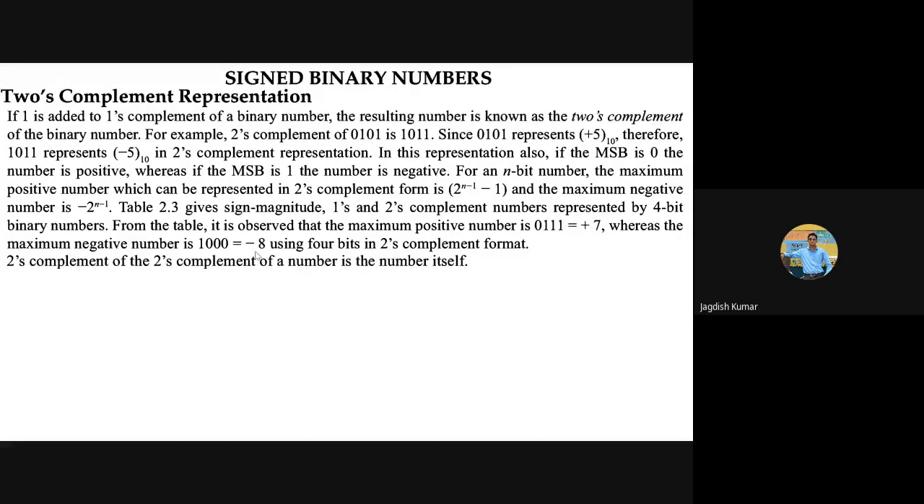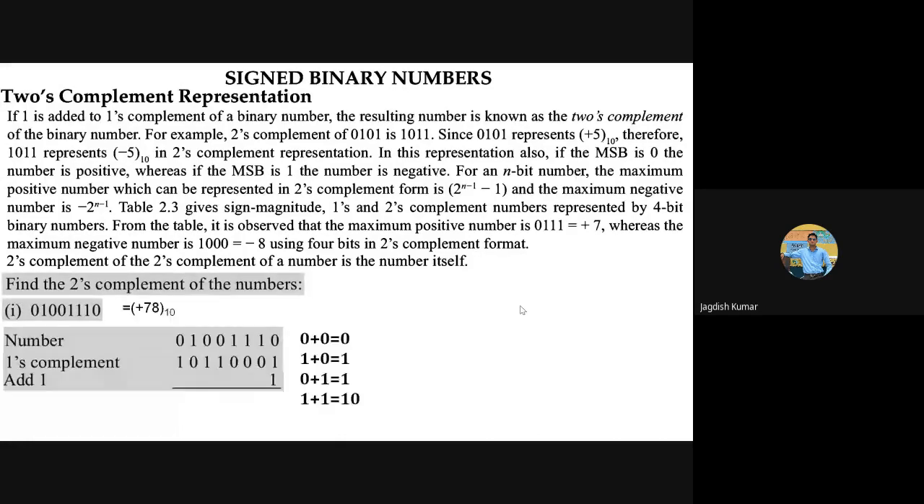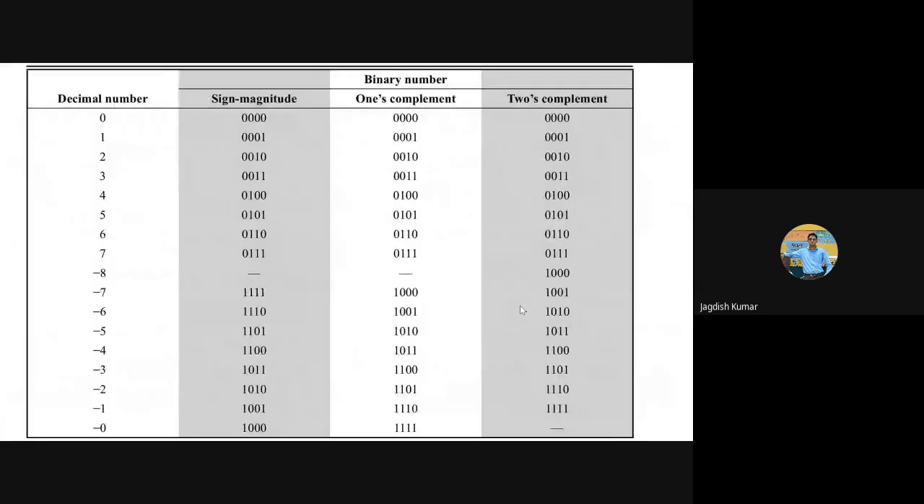There is another thing which you should also pay attention to. Just as in the previous case, the one's complement of a number was the number itself, the same is the case with two's complement of a number. The two's complement of a number is the number itself. I'll be doing the examples. Before we discuss these examples, let us have a quick look at this table.